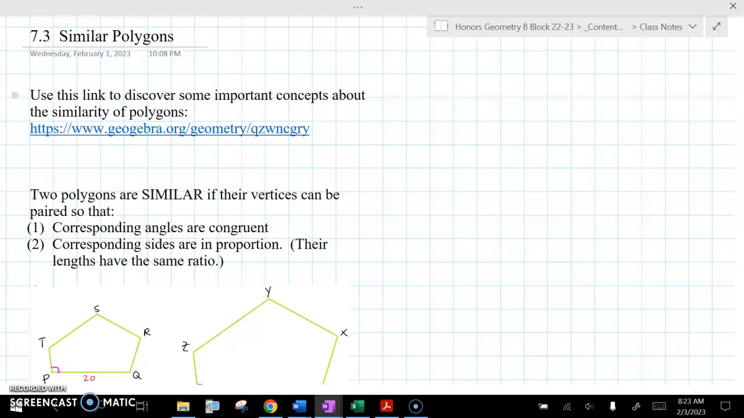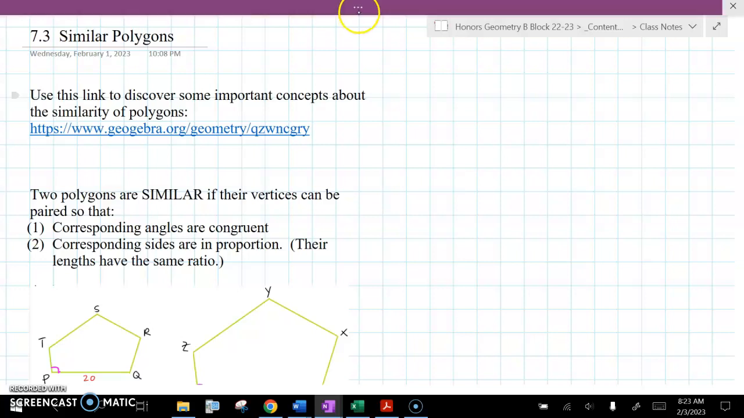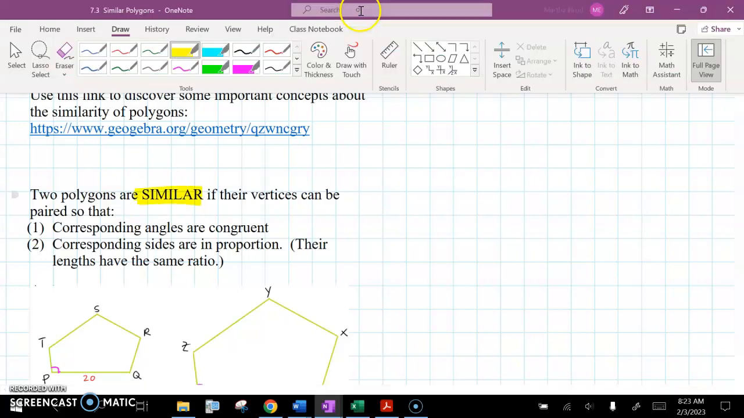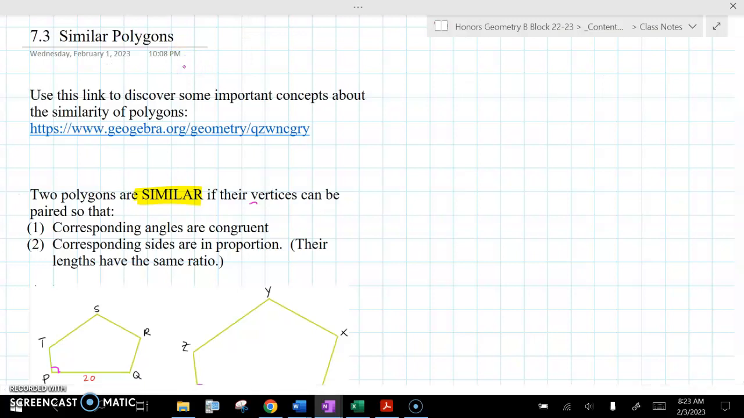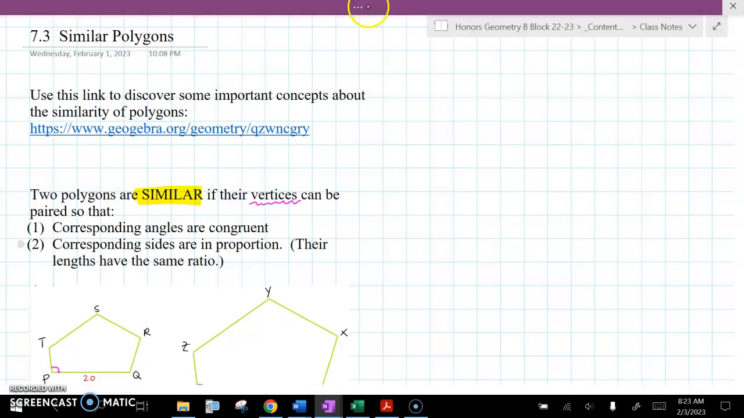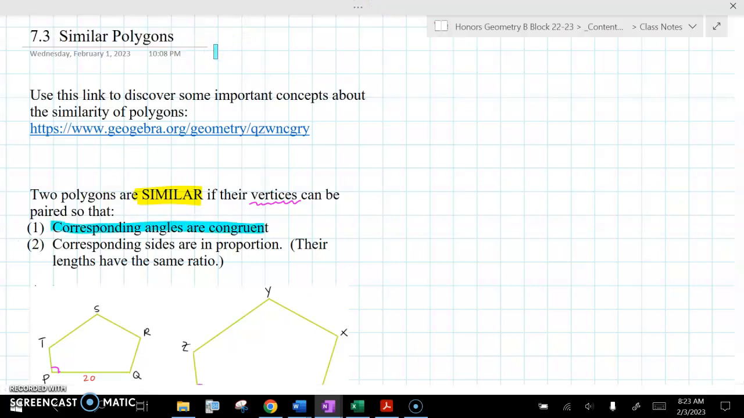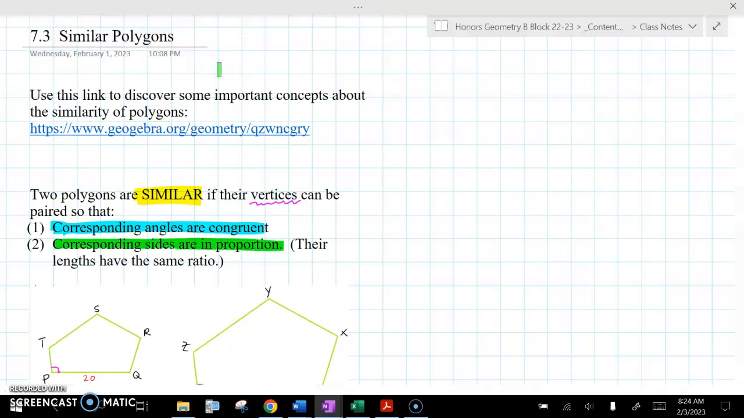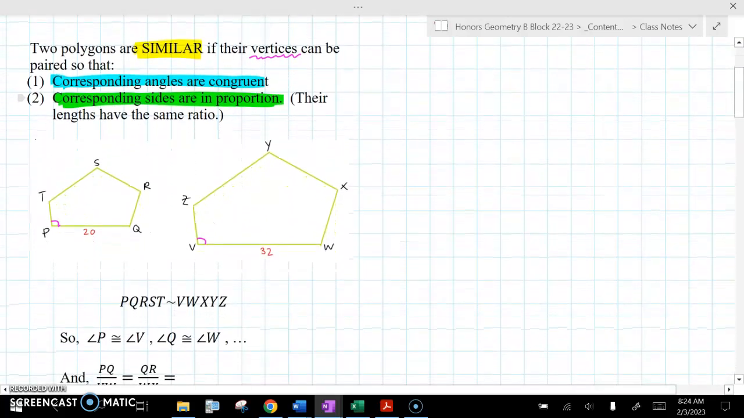So once you've looked at the GeoGebra link, we now want to talk about similar polygons. And when we know that two polygons are similar, we know that their vertices can be paired or matched up so that we know that the corresponding angles are going to be congruent. And the other piece is that we know the corresponding sides are in proportion. And remember, we said a proportion is just two ratios that are set equal to each other. So what this means is that the lengths of the two figures, when you compare them, are going to have the same ratio.